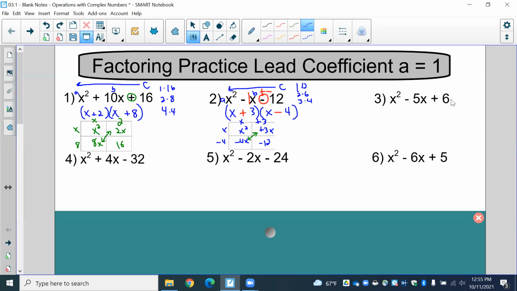All right, so let's look at this one. Again, same game. We're going this way. We need C to become B. So we need factors of C to add up to B. So 1 times 6 and 2 times 3. This is the one that adds up to 5. Notice how important this portion is, because isn't 1 minus 6 negative 5? But I can't use subtraction. The problem is demanding addition.